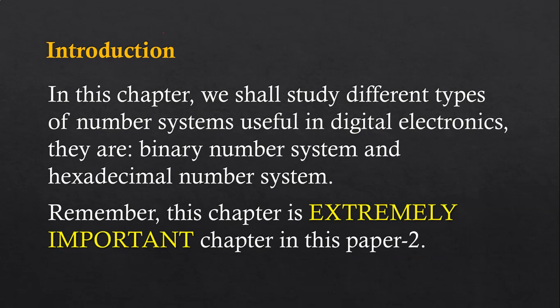In this chapter, we shall study different types of number systems. As you know, the number system which you are studying since lower KG and then upper KG, first standard and so on, we are all confronted with the decimal number system. But here we have to see now two more number systems. They are called binary number system and hexadecimal number system.